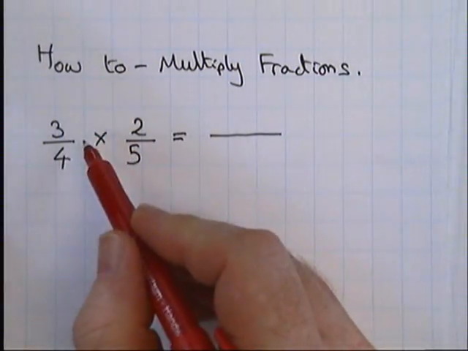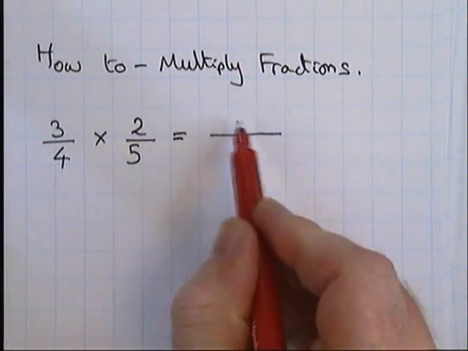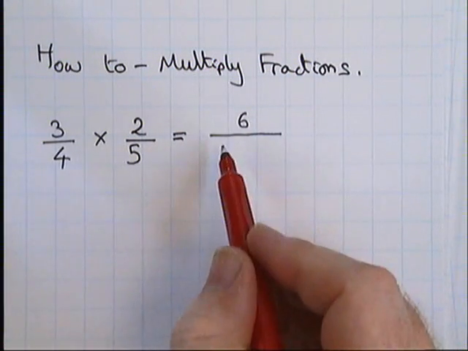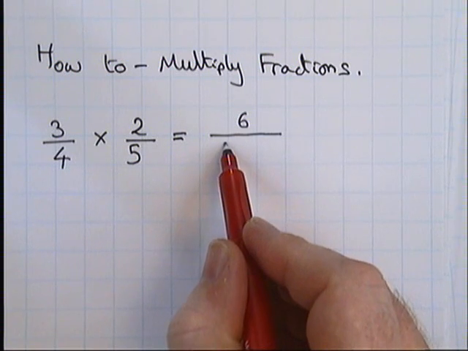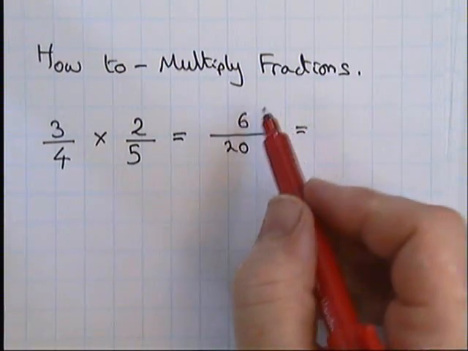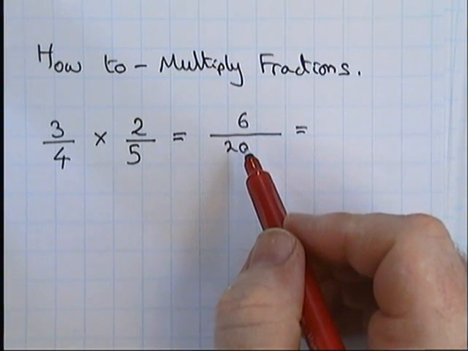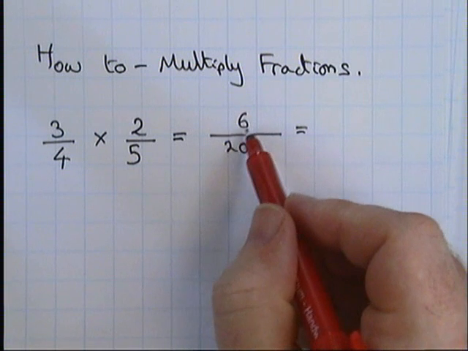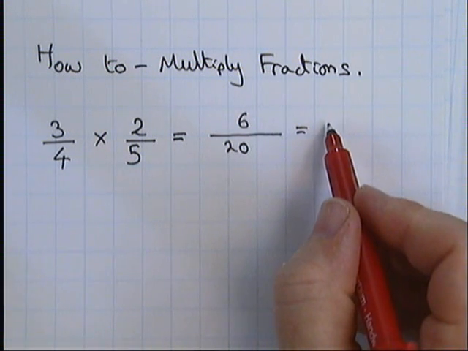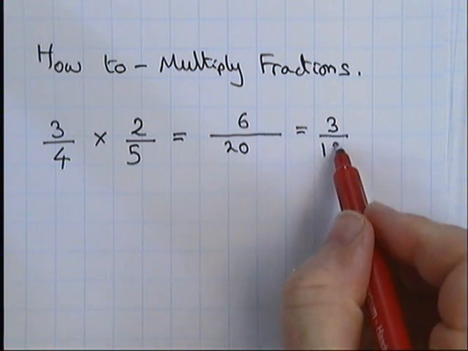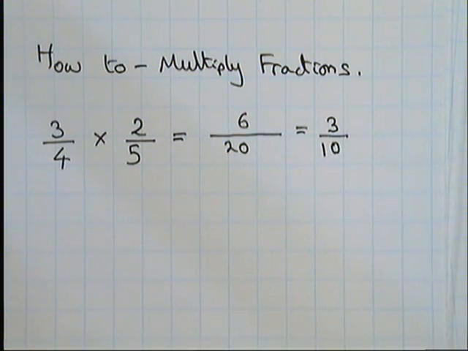And all we have to do is multiply the top two numbers together, so 3 times 2, which is 6, and then multiply the bottom two numbers together, 4 5s, which are 20. And then you see if there's any numbers that you can divide both the top and bottom number by a common factor. In this case, you can divide both top and bottom by 2, and you're left with 3/10. Okay, so we've cancelled this fraction down to its simplest form.